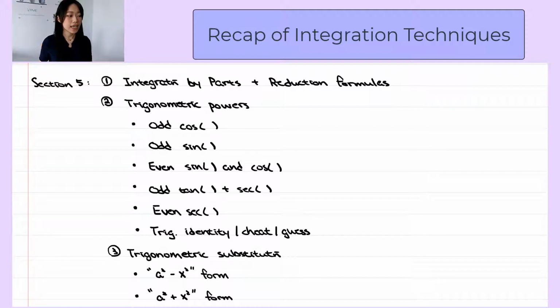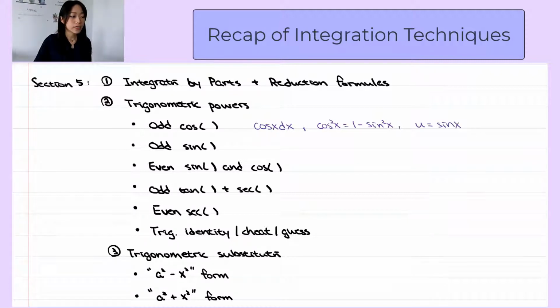Then the second technique is trigonometric powers. There are 6 cases for this technique. The first case is when we have odd powers of the cosine function. The procedure for that is we want to take cosine of x, dx aside, and that will be the du at the end, and use the identity cosine squared equals 1 minus sine squared. And we are going to let u equals sine of x.